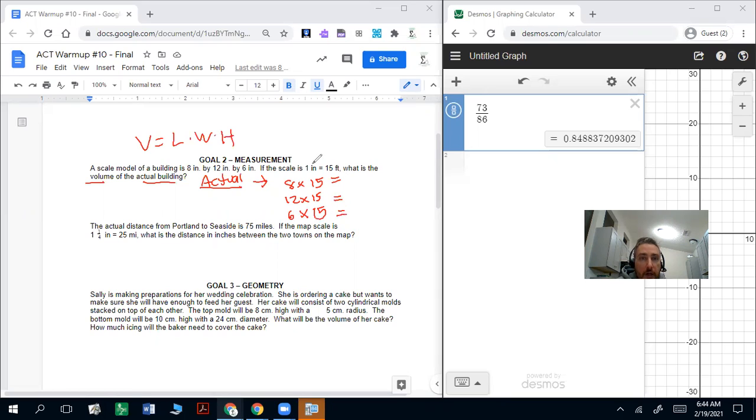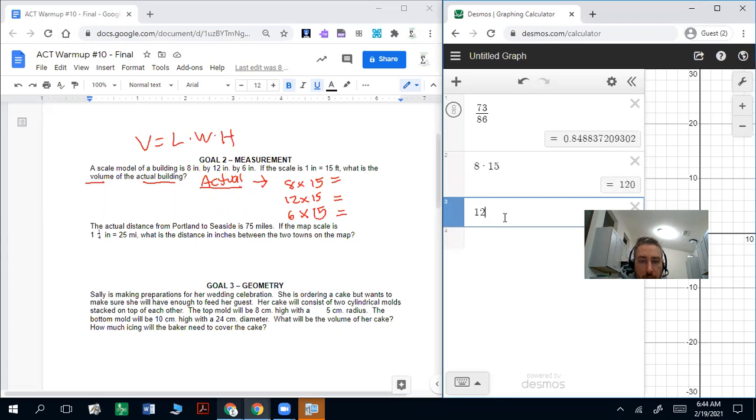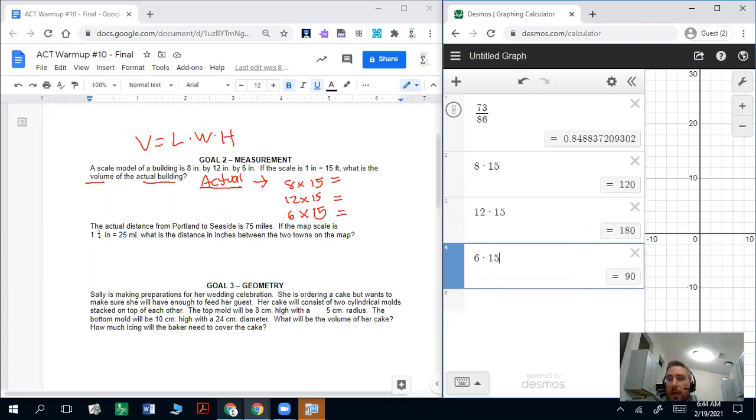And we'll plug in our length, width, and height. It doesn't matter which one's length, width, or height. They all get multiplied. So let's do that. So 120, 80, and 90. So our volume is going to be 120 by 80 by 90. So let's see what that equals.